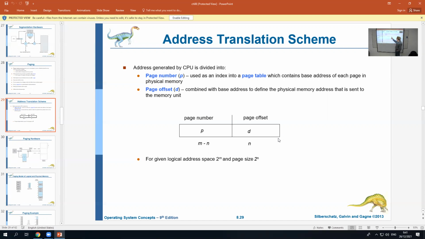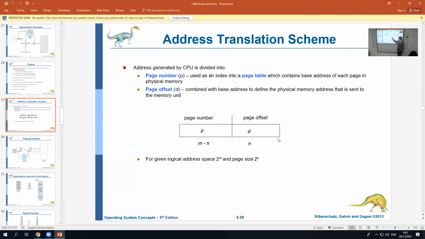And then the offset, this D here, is inside of that page. Where is the memory that I'm interested in? The actual byte that I'm interested in. So in our example, with 2 bits here and 2 bits here, whenever you're analyzing such a thing, you start with the right side. There are 2 bits here. That means inside the page, how many bytes can I reference? There are 2 bits to reference those. It can be 0, 0, 0, 1, 1, 0, or 1, 1: 4.